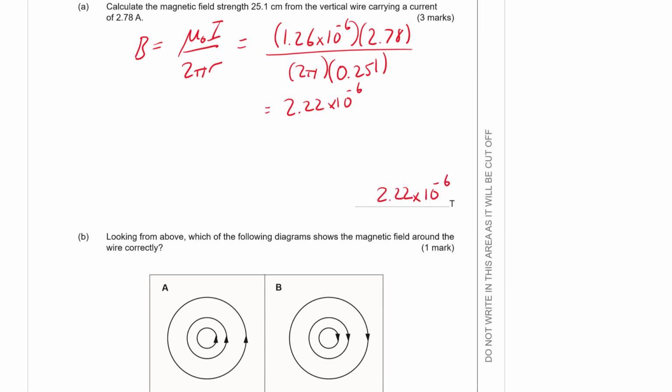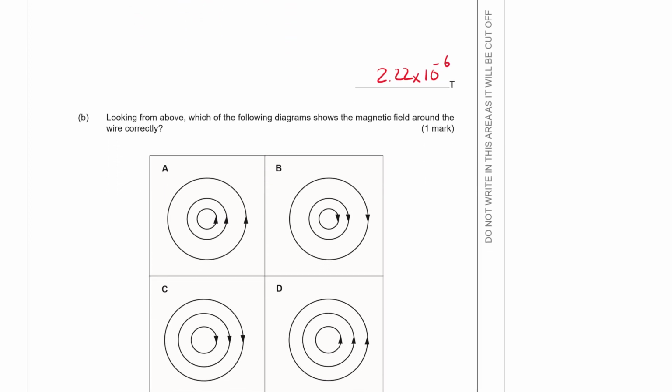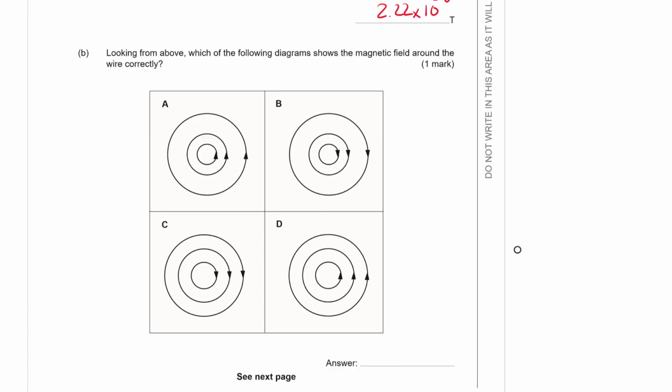Alright, the next part of the question is looking from above, which of the following diagrams shows the magnetic field around the wire correctly? So if you give a thumbs up, what you'll notice is that your fingers will wrap around anti-clockwise. So the answer is going to be either A or D.